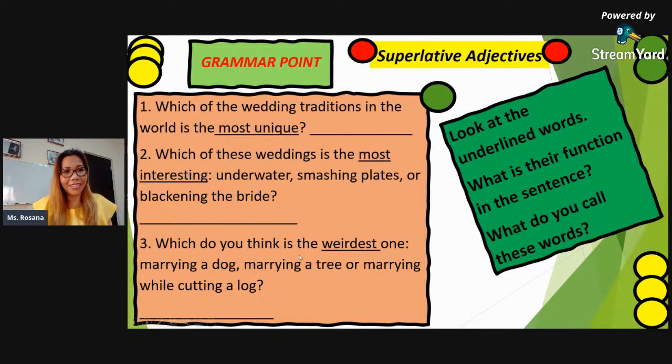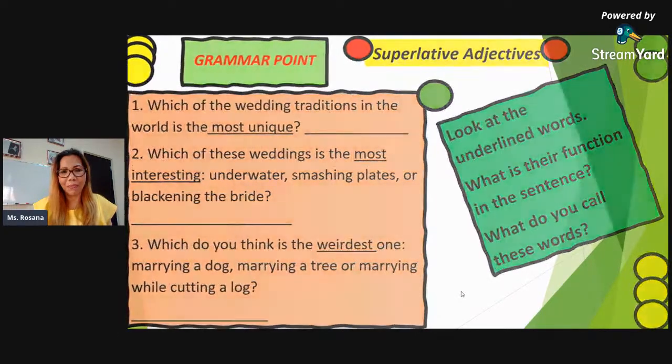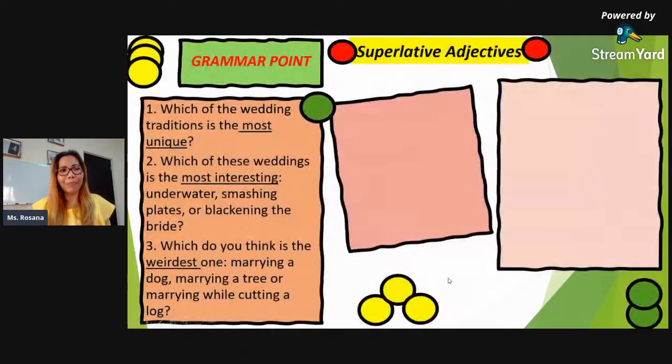Now, if they describe the weddings or they describe the nouns, what do you call these words? Okay, they are called adjectives, correct? Because they describe the nouns or they say something about the nouns. Okay, moving on. Which of the wedding traditions is the most unique? Let us take a closer look at the sentences.